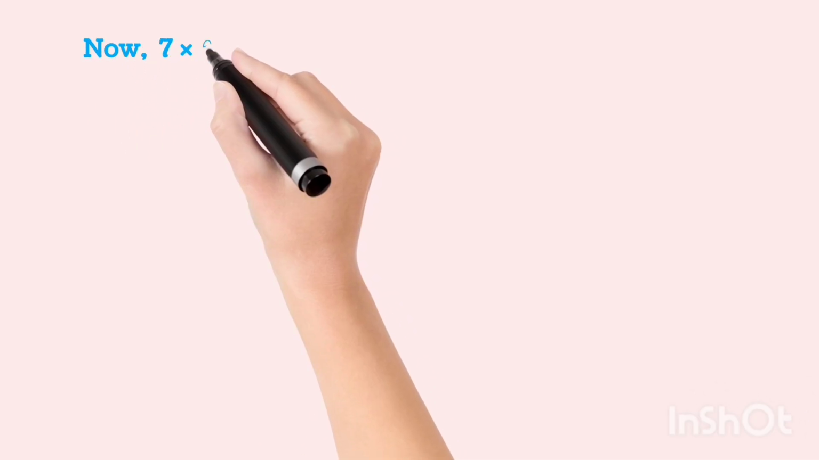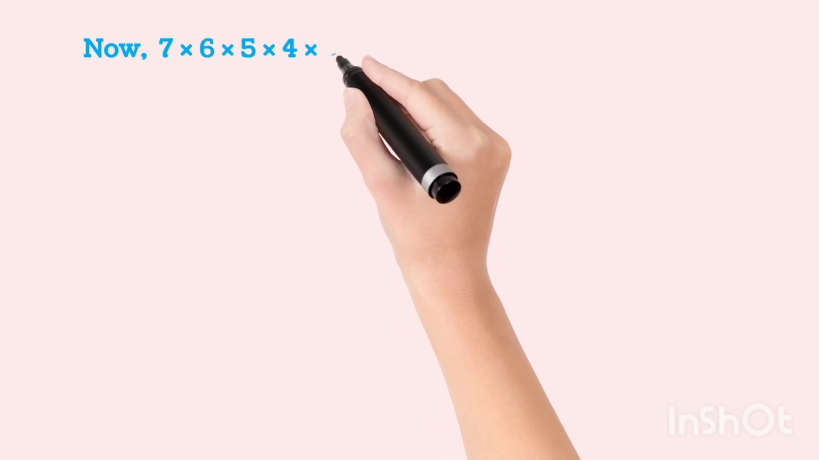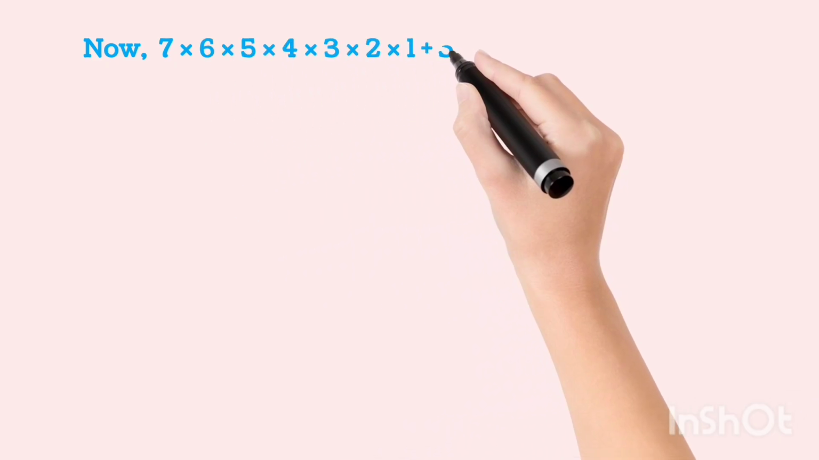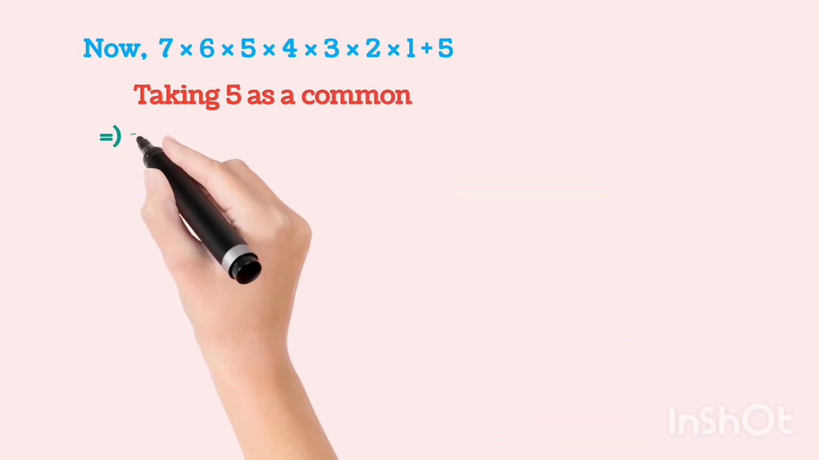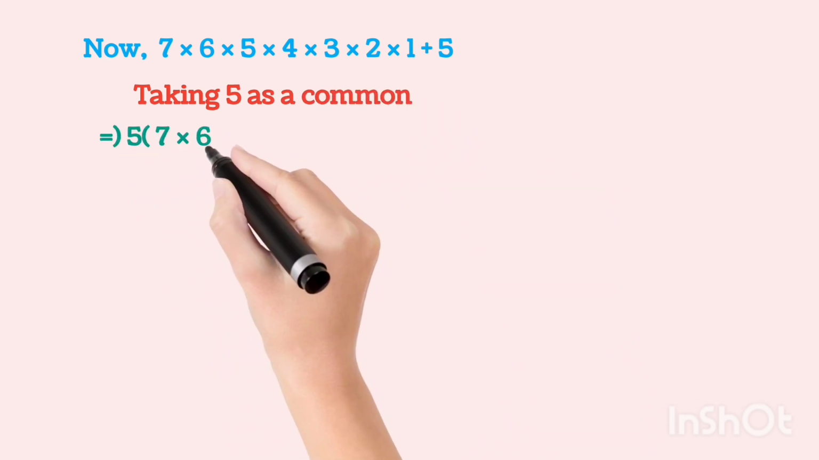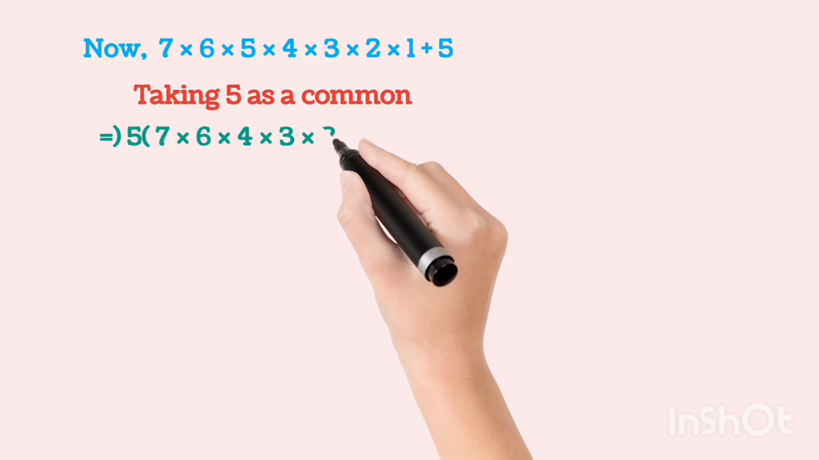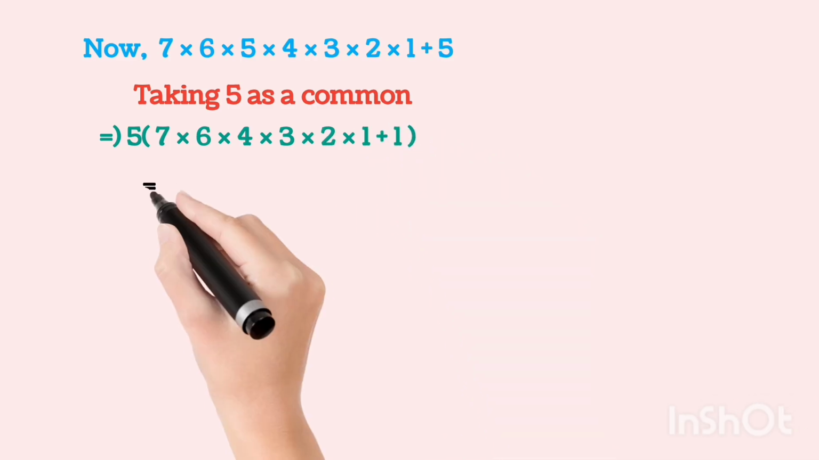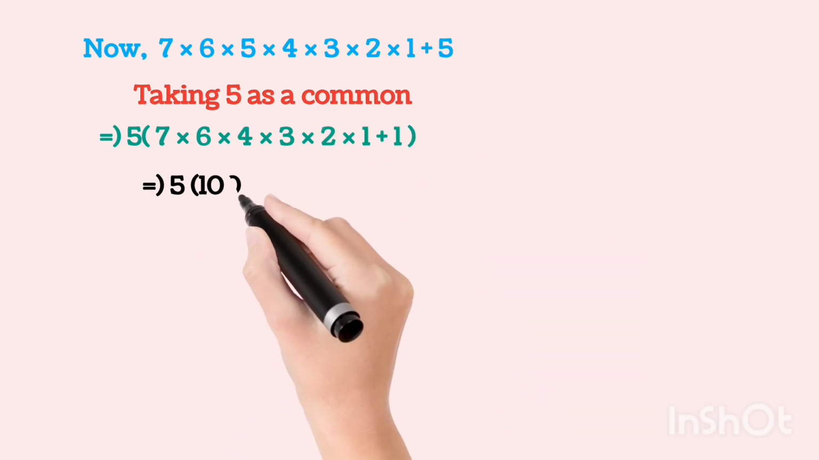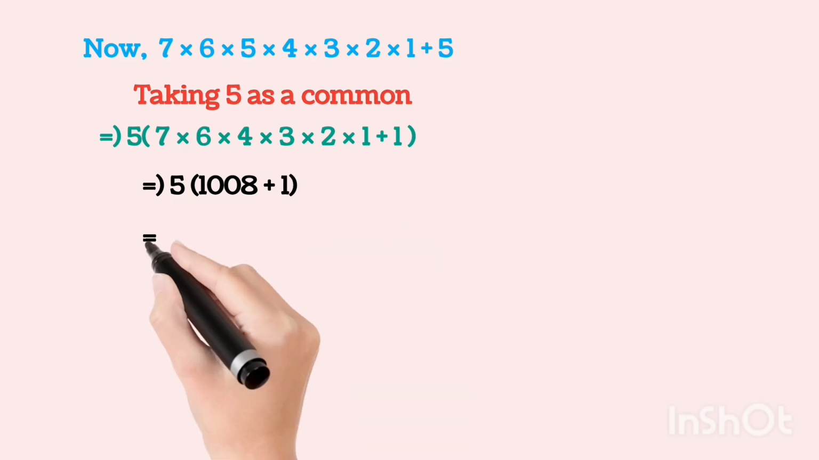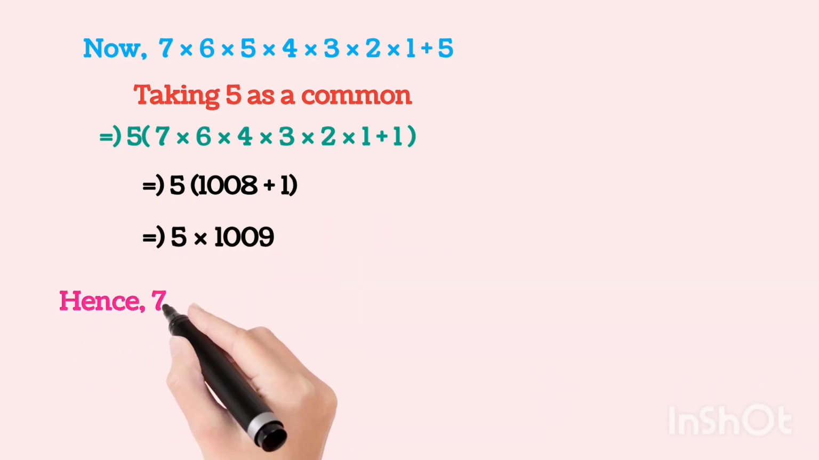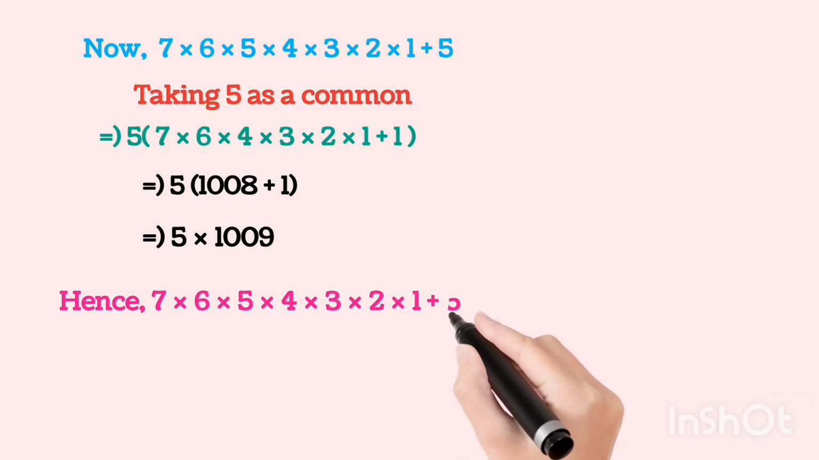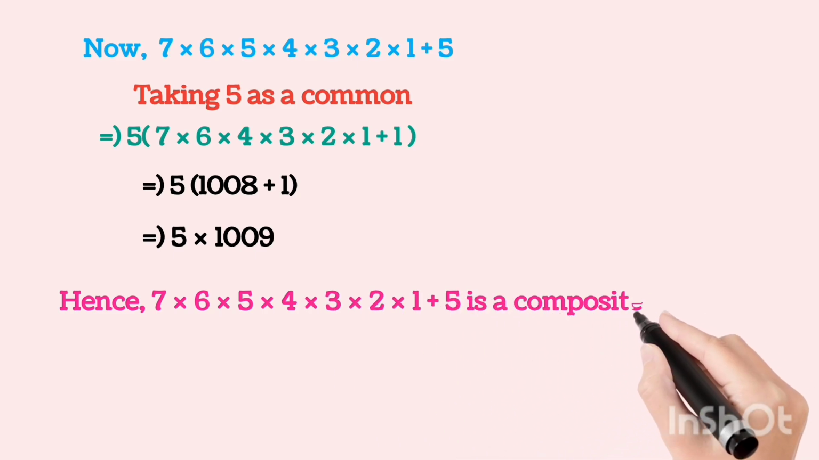Now 7 into 6 into 5 into 4 into 3 into 2 into 1 plus 5. Taking 5 as common, we will get 5 into the bracket 7 into 6 into 4 into 3 into 2 into 1 plus 1, which is equal to 5 into 1008 plus 1, equal to 5 into 1009, and hence 7 into 6 into 5 into 4 into 3 into 2 into 1 plus 5 is a composite number.